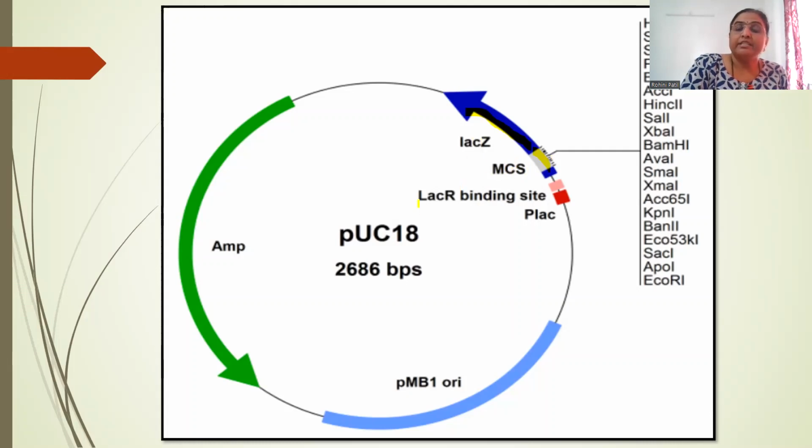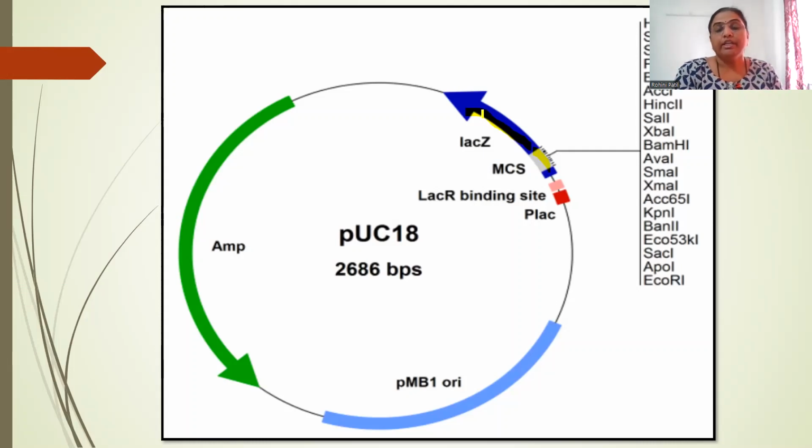And this lacZ gene is under the control of the lac promoter, and it has the binding site for the lac repressor. So the lac repressor can bind here, and it is going to inhibit the expression of this lacZ gene. This means the lacZ gene, this alpha peptide, is inducible. The expression system maintained here is an inducible one, and the induction is done with the help of IPTG.